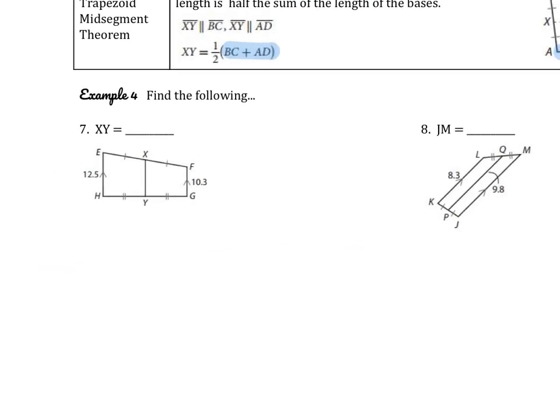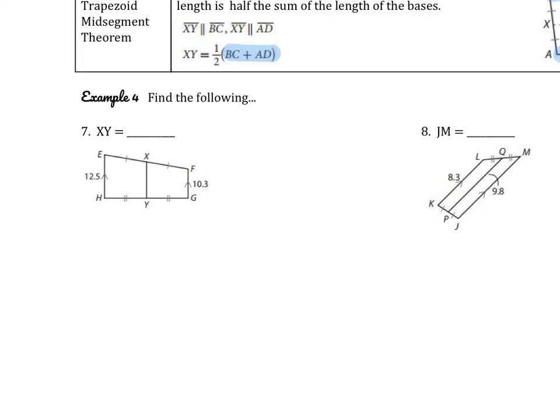So in this first example, we can use that midsegment theorem. Again, we know that XY is a midsegment because X is a midpoint, and I can see that because of the two congruent parts, and so is Y. So we know that the midsegment is half the sum of the two bases. So that means that the length of XY is 11.4. So a pretty straightforward problem.